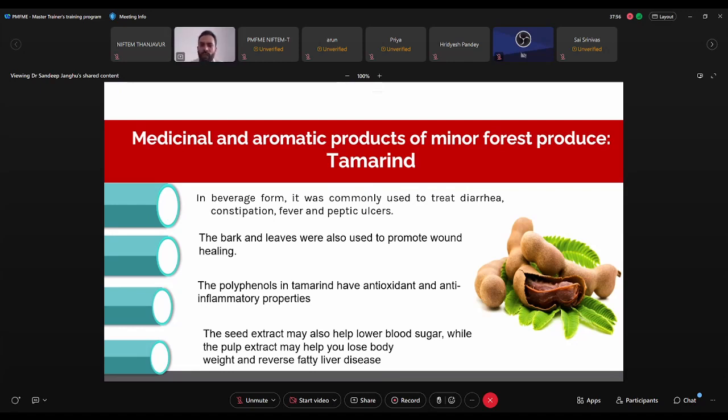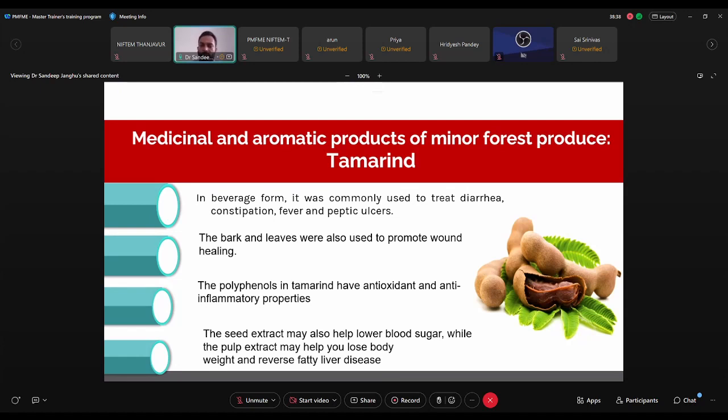Starting with tamarind, which is available in plenty in the forest, it is consumed as such or in different kinds of products and beverages. Since ancestral times it has been used for curing various diseases like constipation, diarrhea, fever, and ulcers. It is a rich source of antioxidants and has anti-inflammatory properties, which help to prevent various kinds of cancers by reducing free radical formation, and it acts as a functional food.